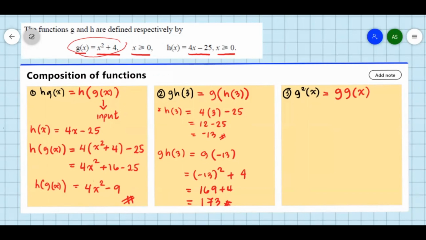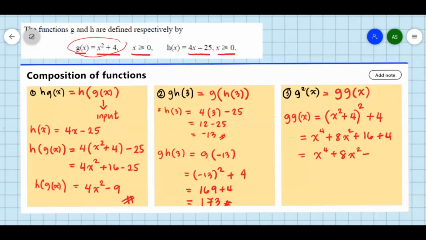So instead of writing x squared plus 4, you will have g of g of x. Instead of writing x, you write your g of x there. So that is x squared plus 4, and then squared, plus 4. Understand? Solve this algebraically. This gives you x to the power of 4 plus 8x squared plus 16 plus 4. Simplify further, so that will give you x to the power of 4 plus 8x squared plus 20.